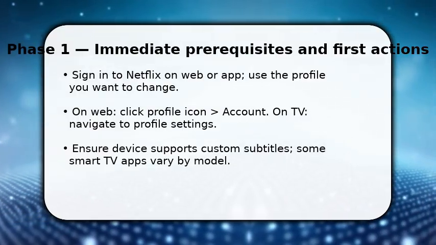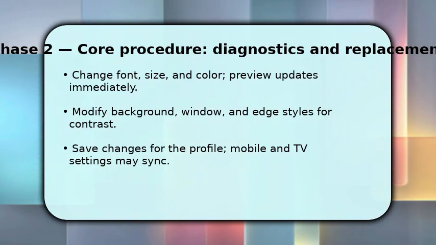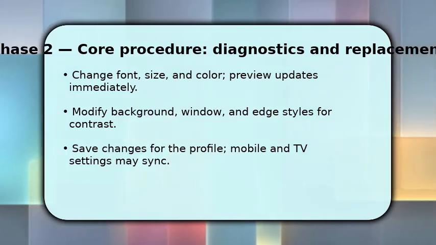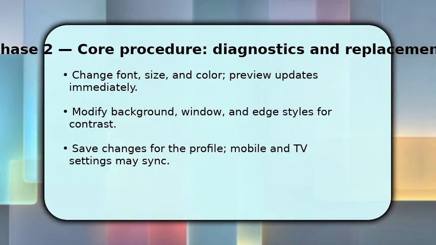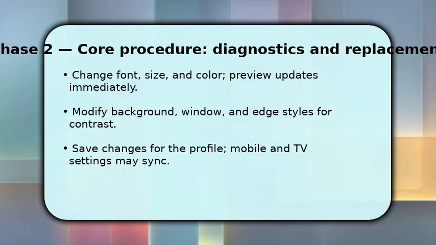That first link takes you straight into the customization area, so tap or click. Now you're in the appearance panel and you can change font, size, and color. Pick what reads best at your screen distance. Increase size or choose bold if clarity matters. Change color for accessibility versus aesthetics.